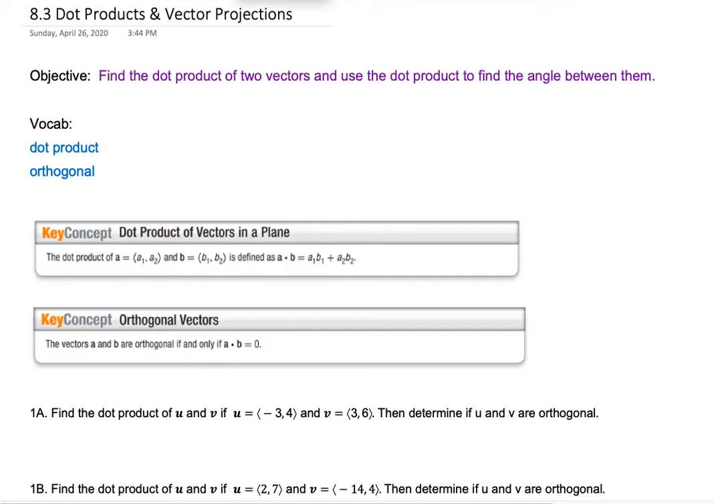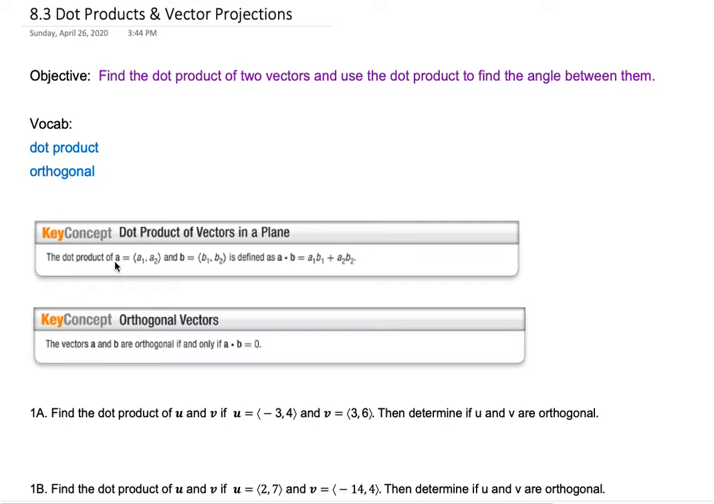Hi you guys, we're doing 8.3 dot products and vector projections, and really we're just going to do the first part of 8.3, so we won't even get into vector projections. So our objective for this will be to find the dot product of two vectors and use the dot product to find the angle between them. So our vocab is dot product and orthogonal.